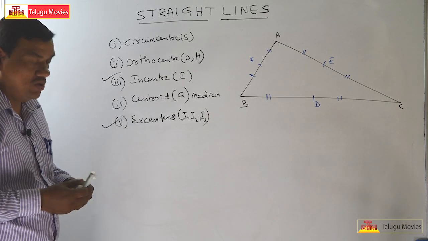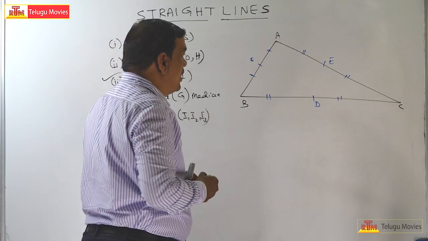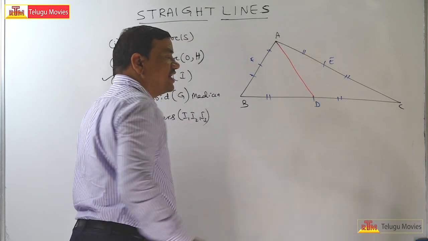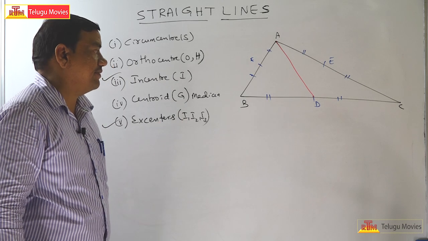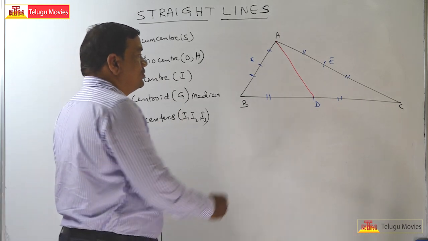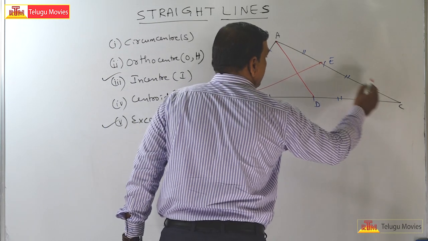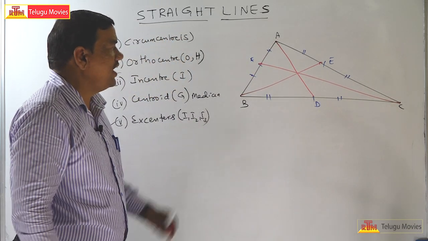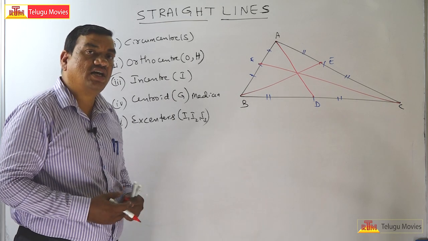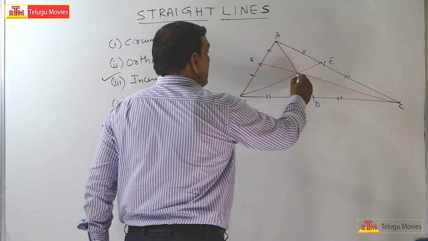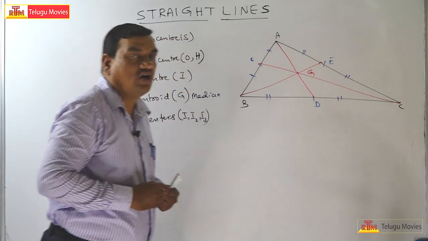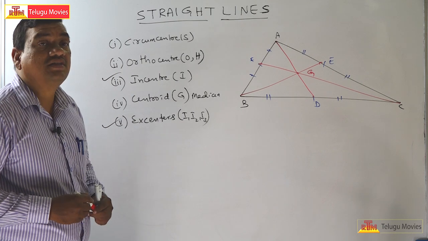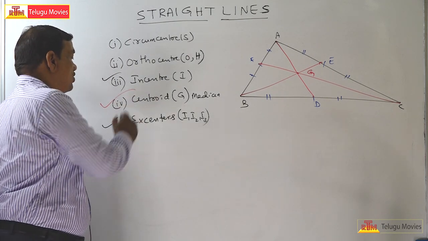Now, the line segment joining the vertex to the midpoint of its opposite side in a triangle is called a median. AD is a median. Similarly, BE is a median and CF is a median. AD, BE, CF, these three are the medians. All these three are concurrent. To show that they are concurrent, some theorems are also there. This point G is called the centroid.